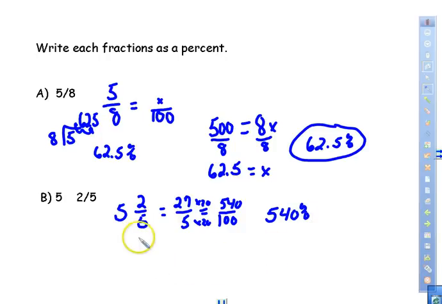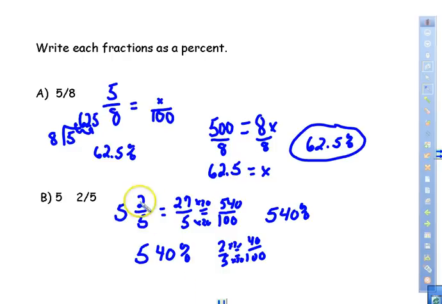Another possible way of doing that is by simply saying, all right, since there's 5 wholes, I already know it's going to be 500 something, and then take your 2/5 and make that equal to a number over 100, which could have multiplied by 20 again, and you get 40, so 40/100ths, 40% there, and put a percent sign. Either way works perfectly fine.